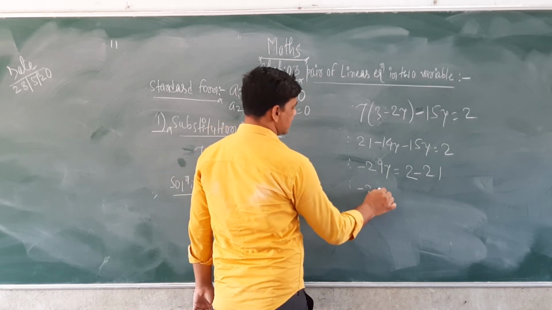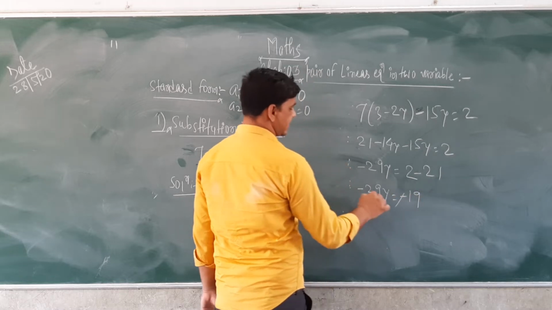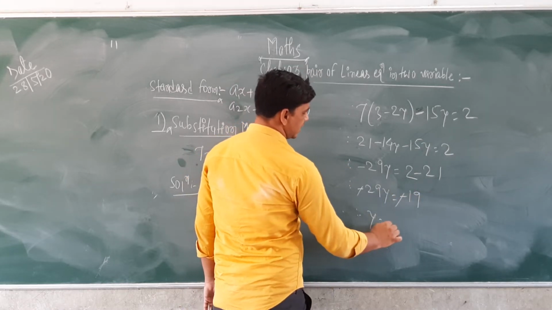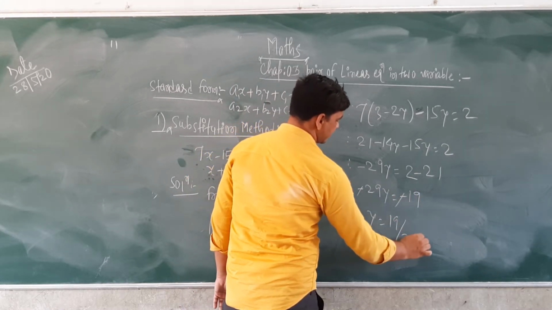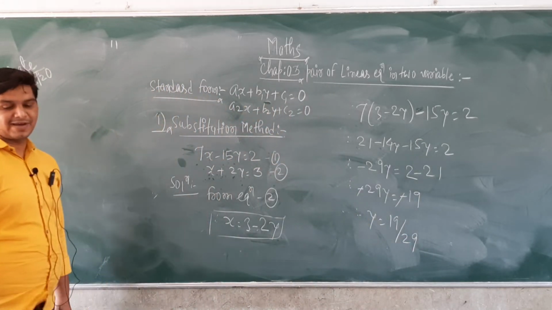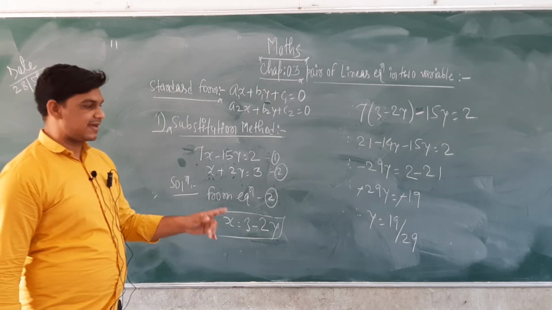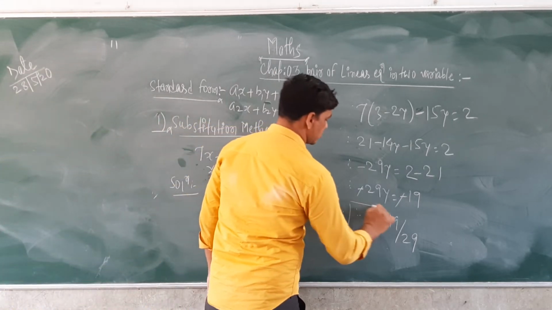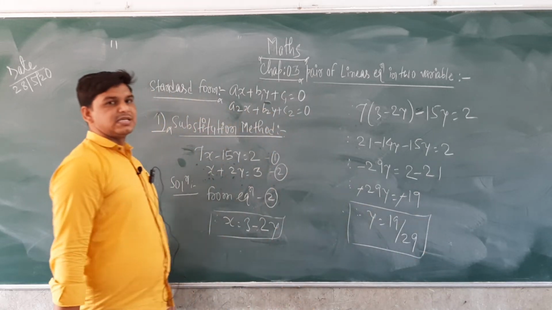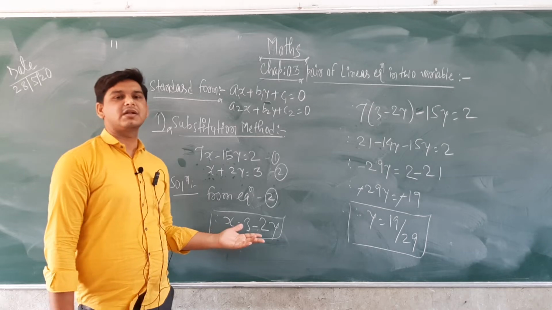So therefore minus 29y is equal to minus 19, the minus signs eliminated, y equals 19 upon 29. So whatever value we get for y is 19 upon 29. Now that is the value of y, you get the solution for y, but still we have to find the value of x, because we don't have the value of x yet.